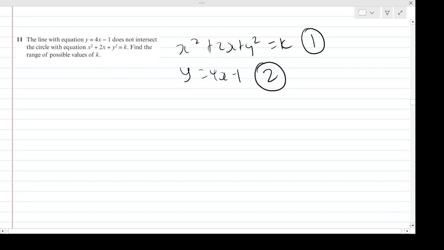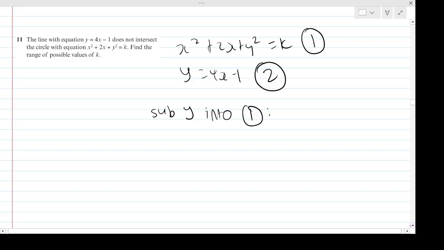Okay, so then we already have y here, so I can substitute that into the other equation. So sub y into equation 1. And again, we don't need to complete the square or make it in the form of a circle that we know. We're not interested in the centre, we just want to find the point of intersection. So we don't need to make the equation fancy, okay?